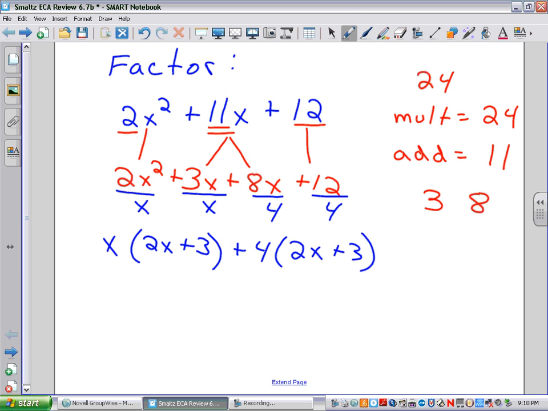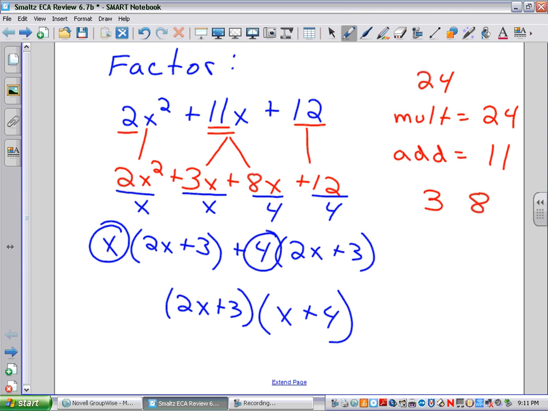Notice your parentheses are the same. 2x plus 3, 2x plus 3. Well, if I take out that 2x plus 3, write that first, I would have this x and this plus 4 left over. And that is my answer. 2x plus 3, x plus 4. I just factored that trinomial.